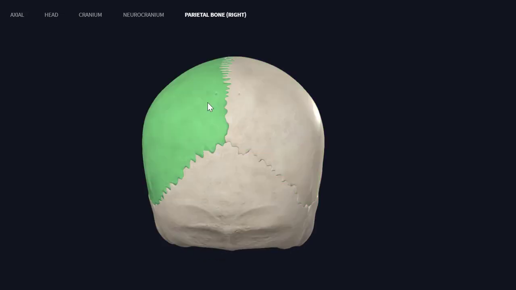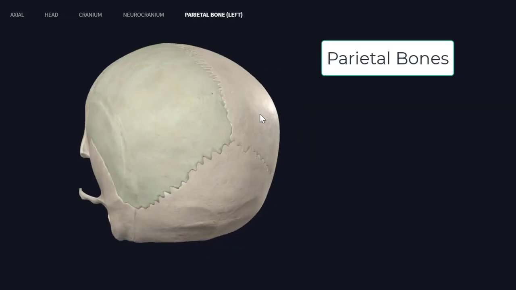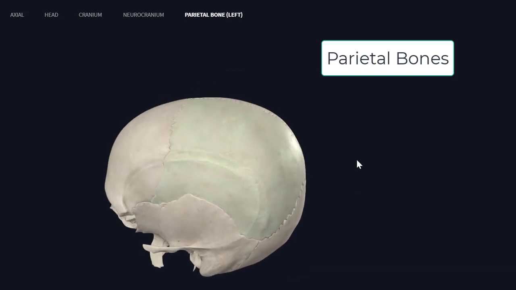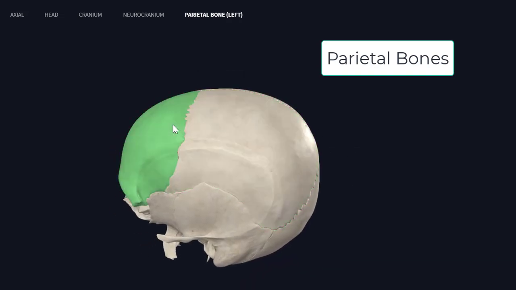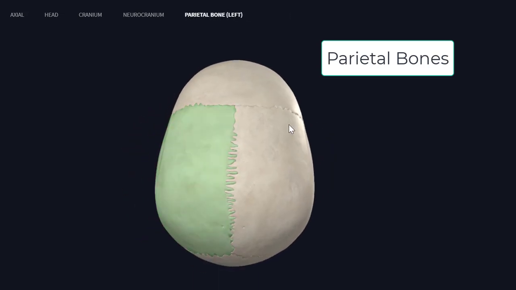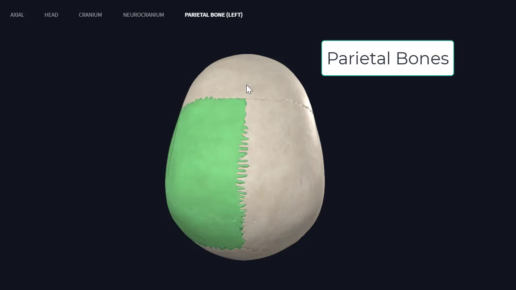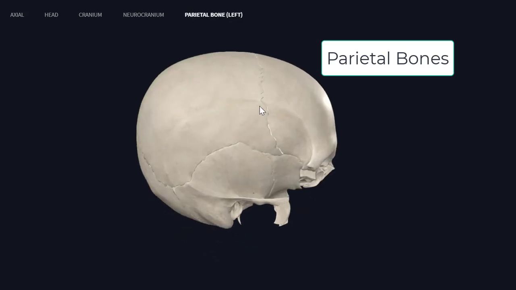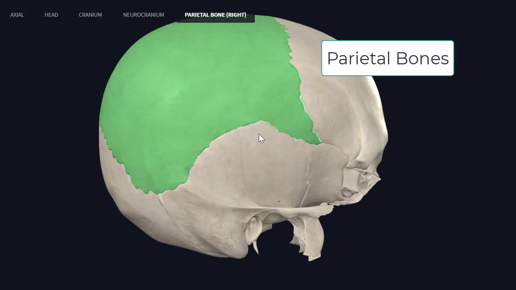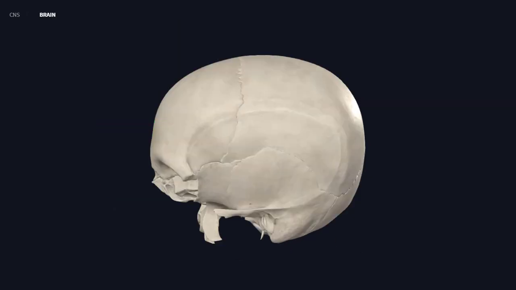And the last 2 paired bones, which we call parietal bones. This is the left lateral view: frontal, sphenoid, temporal, occipital, and parietal. Let me show you from the superior view: frontal bone, occipital bone, and 2 parietal bones on the left and on the right side as well. Here you have them. Now let's discuss the functions of the neurocranium.